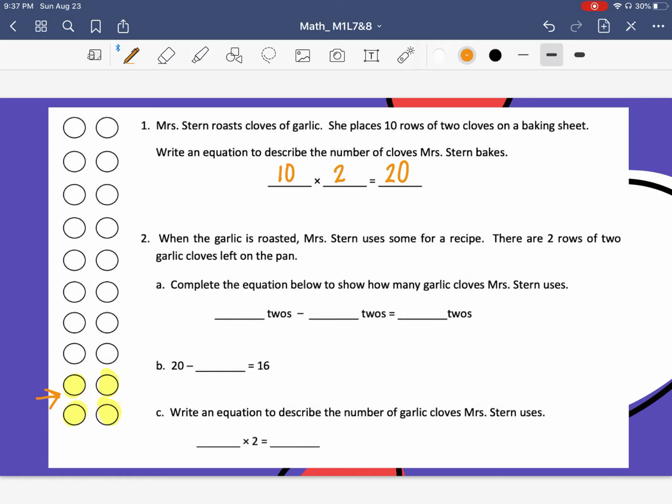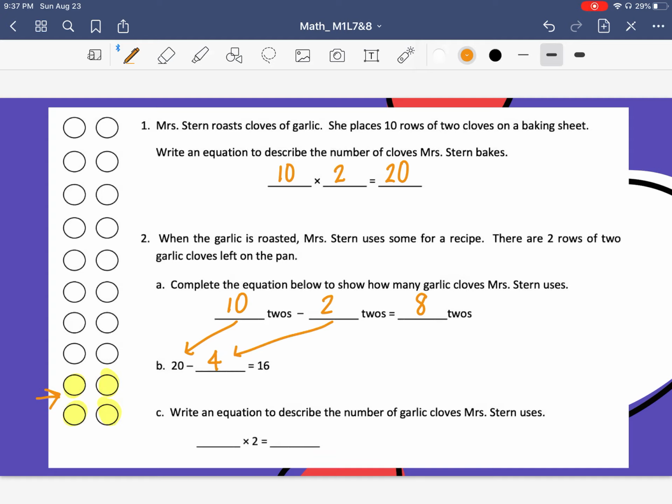So in the beginning, we had 10 twos. And now we only have 2 twos. So here we are only going to focus on the numbers that are in orange. So 10 minus 2 is 8. So we know that 10 twos are 20, and 2 twos is 4. So 20 minus 4 is 16.